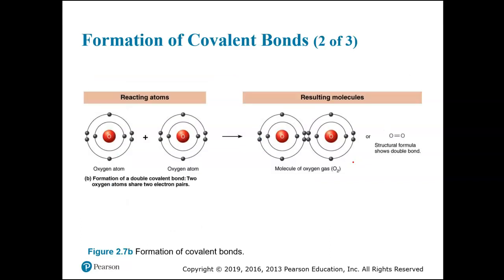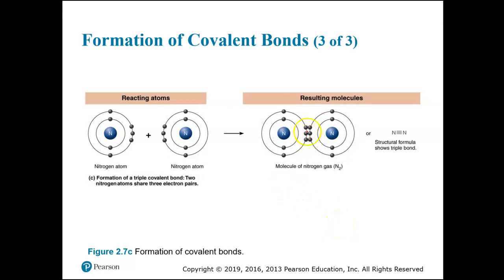Then we have oxygen gas, which forms when 2 oxygen atoms share 2 pairs of electrons, because each oxygen needs 2 more electrons so that it will have 8. So the 2 pairs that are shared here and here are represented by double lines. So this is a double covalent bond.